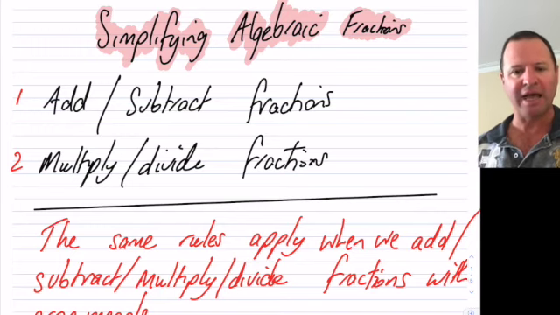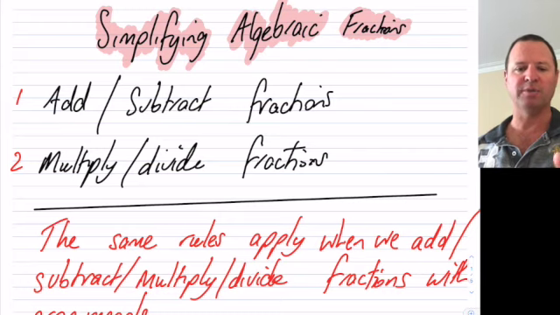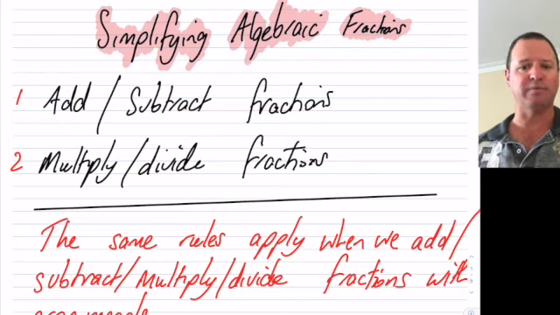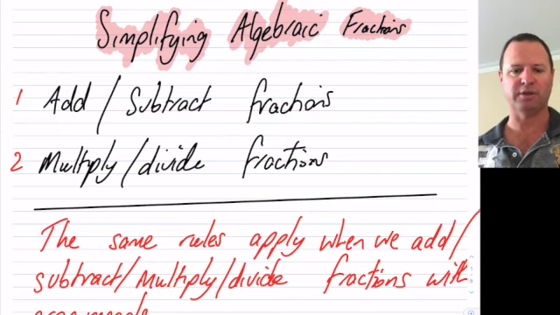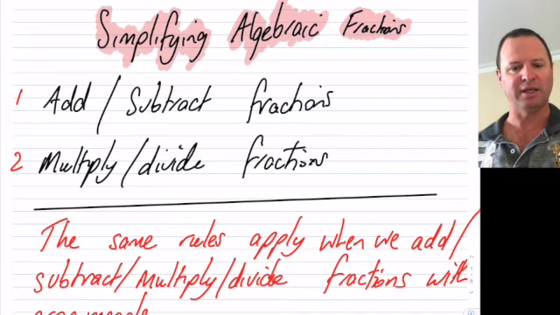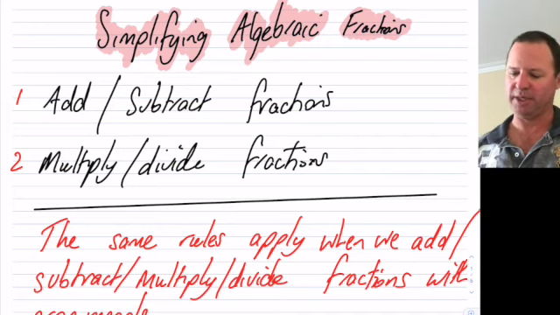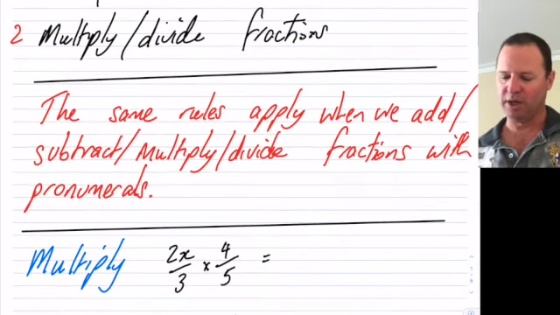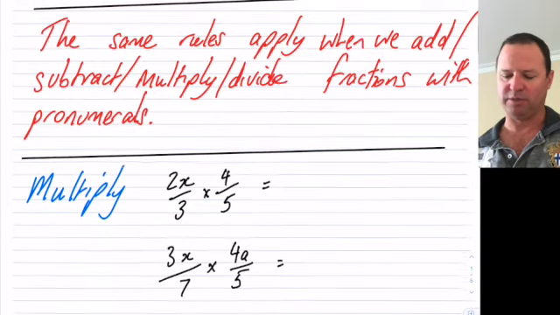So if we're going to add two terms, then the denominators have to be the same. Whether there's a pronumeral involved or not, we need to get to a situation where they are exactly the same. If we're going to multiply and divide, the same rules apply. Okay, multiply across the top, multiply across the bottom, and then divide is a little bit different, and I'll get to the way that I do that with you in a minute. So the first thing we're going to do, yes, I just said the same rules apply when we add, subtract, multiply, divide fractions with pronumerals.